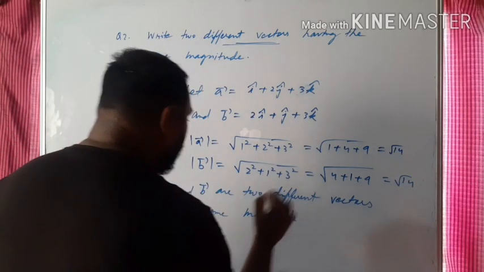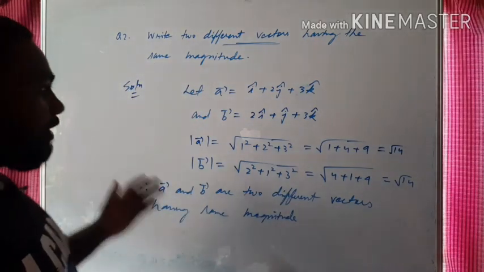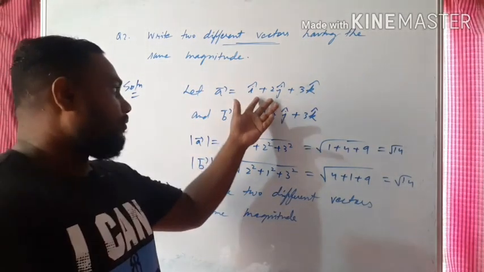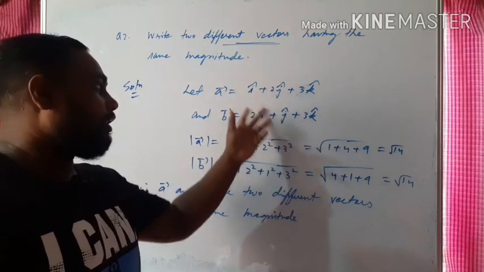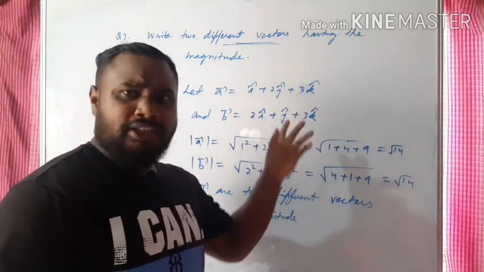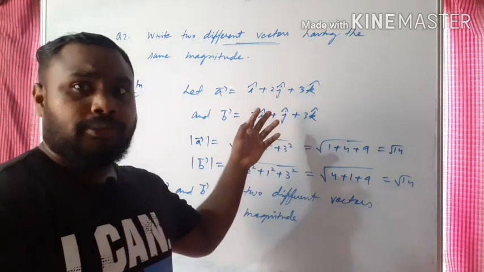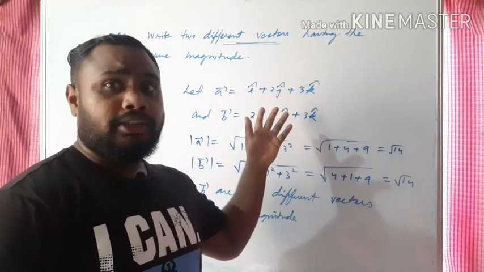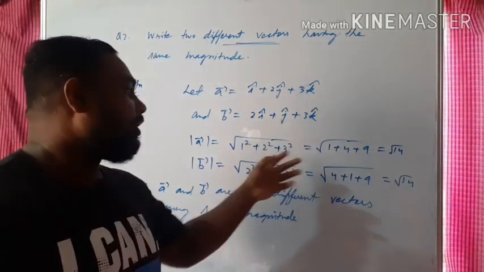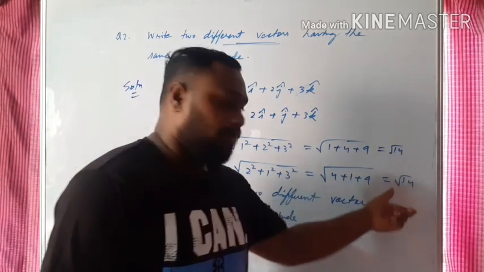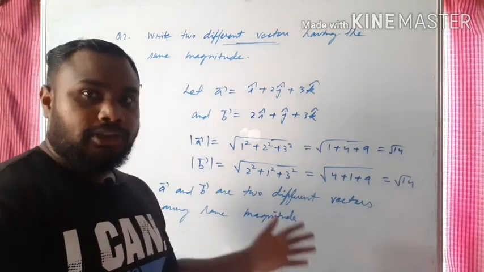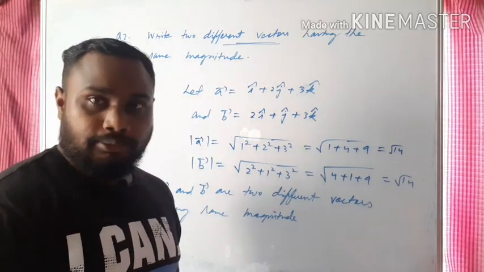Okay, so two different vectors having the same magnitude. By shifting the scalar components here and there, you can get different vectors, isn't it? But the scalar components must be such that after squaring you get the same value of magnitude. So in that way we can write many examples like that.